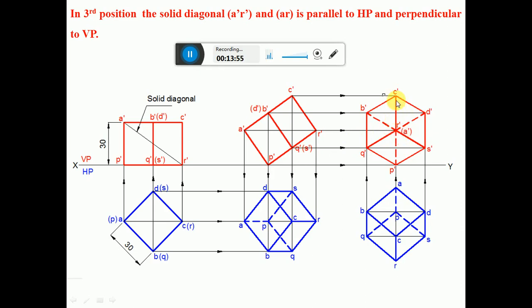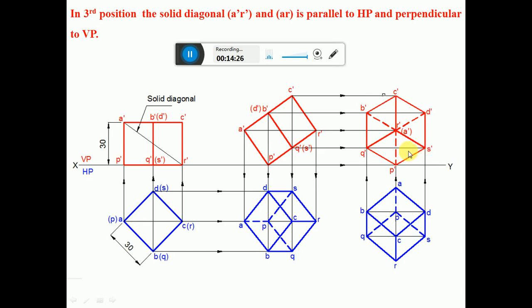All the exterior edges you have to join first with a continuous thin line. Join A dash to B dash, B dash to C dash, C dash to D dash, and D dash to A dash. Similarly, P dash to Q dash, Q dash to R dash, R dash to S dash, and S dash to P dash. Then join A to P, B to Q, C to R, and D to S. All these things have to be done using the thin continuous line.